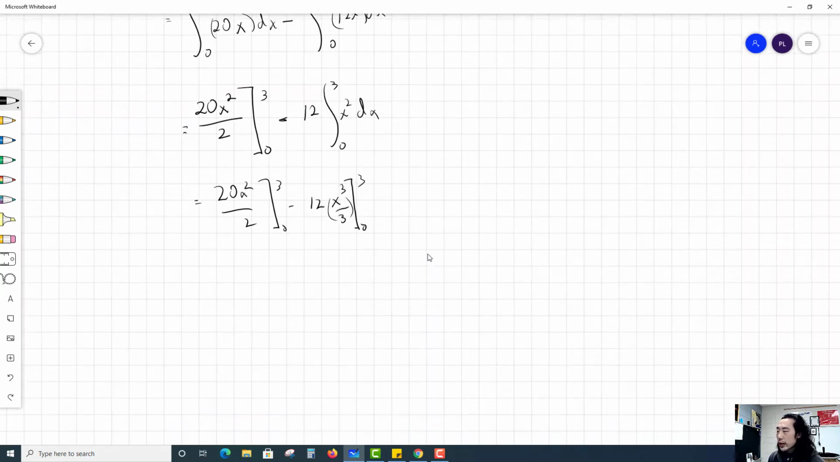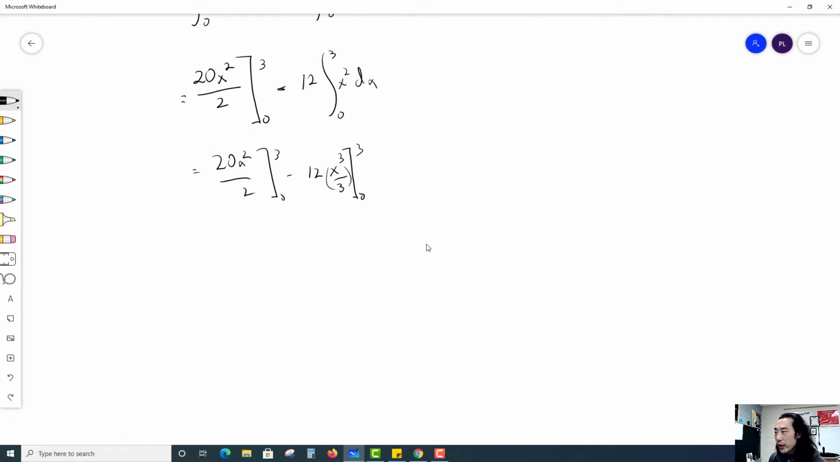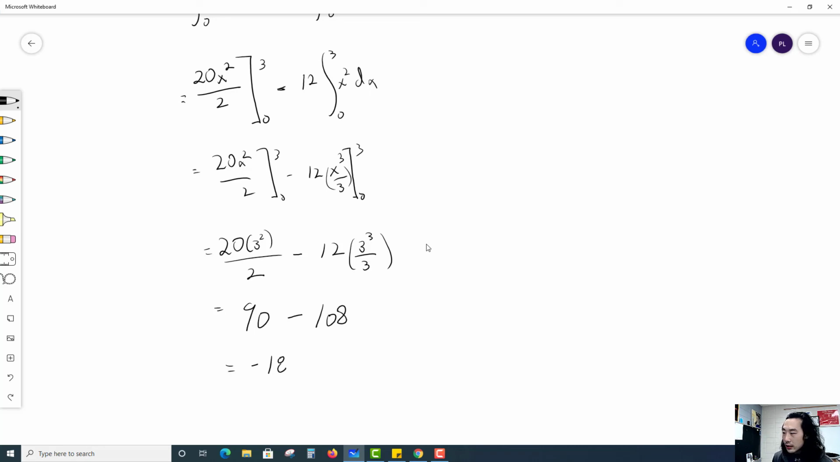Now, with this, we can find our integrals from those values of 0 to 3. So 20 times 3 squared divided by 2, with 0 in the numerator for the lower limit, minus 12 times 3 cubed divided by 3. I'm going to pull out my calculator. We get 3 squared, which is 9, times 20, that gives us 180 divided by 2, so this gives us 90. Minus 3 cubed gives us 27 divided by 3 gives us 9, times 12 gives us 108. And 90 minus 108 gives us negative 18 joules.